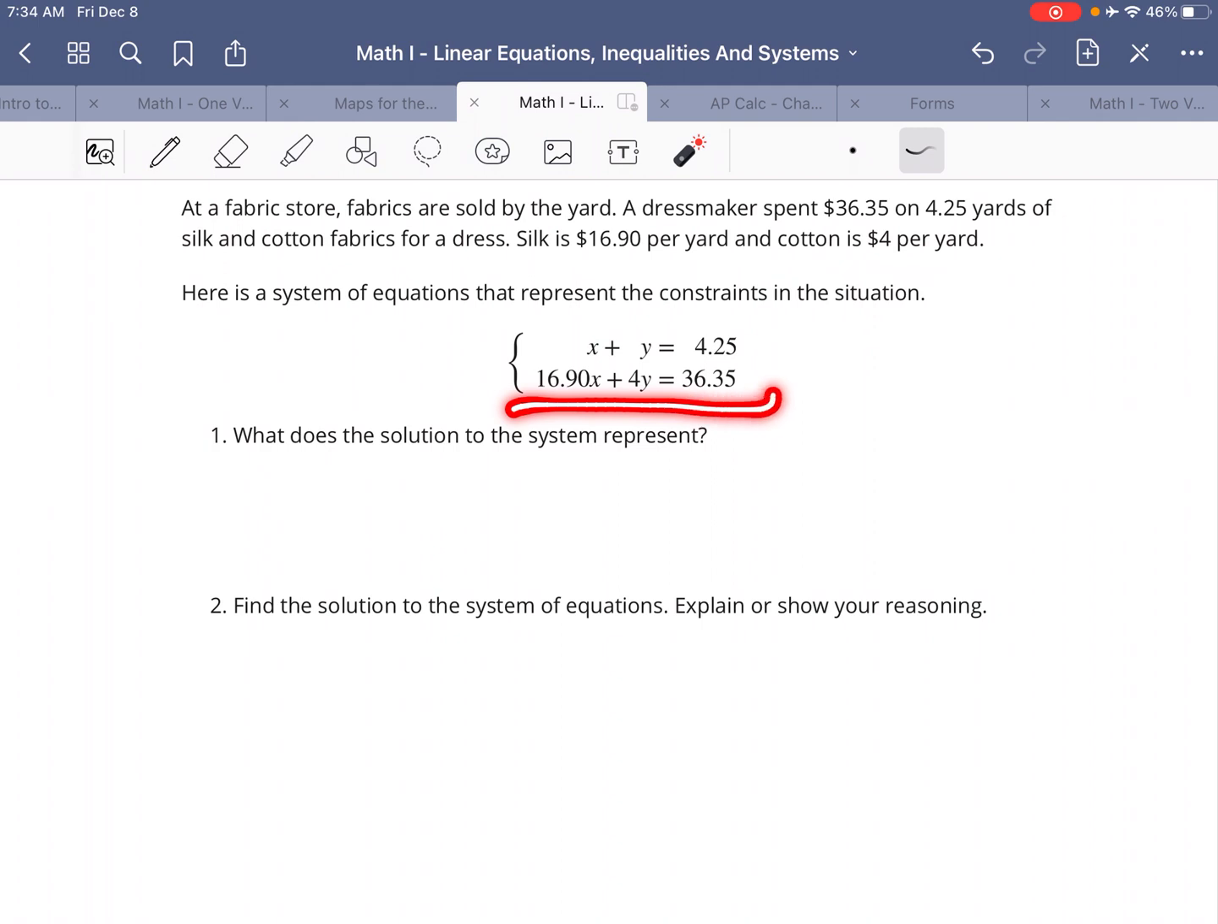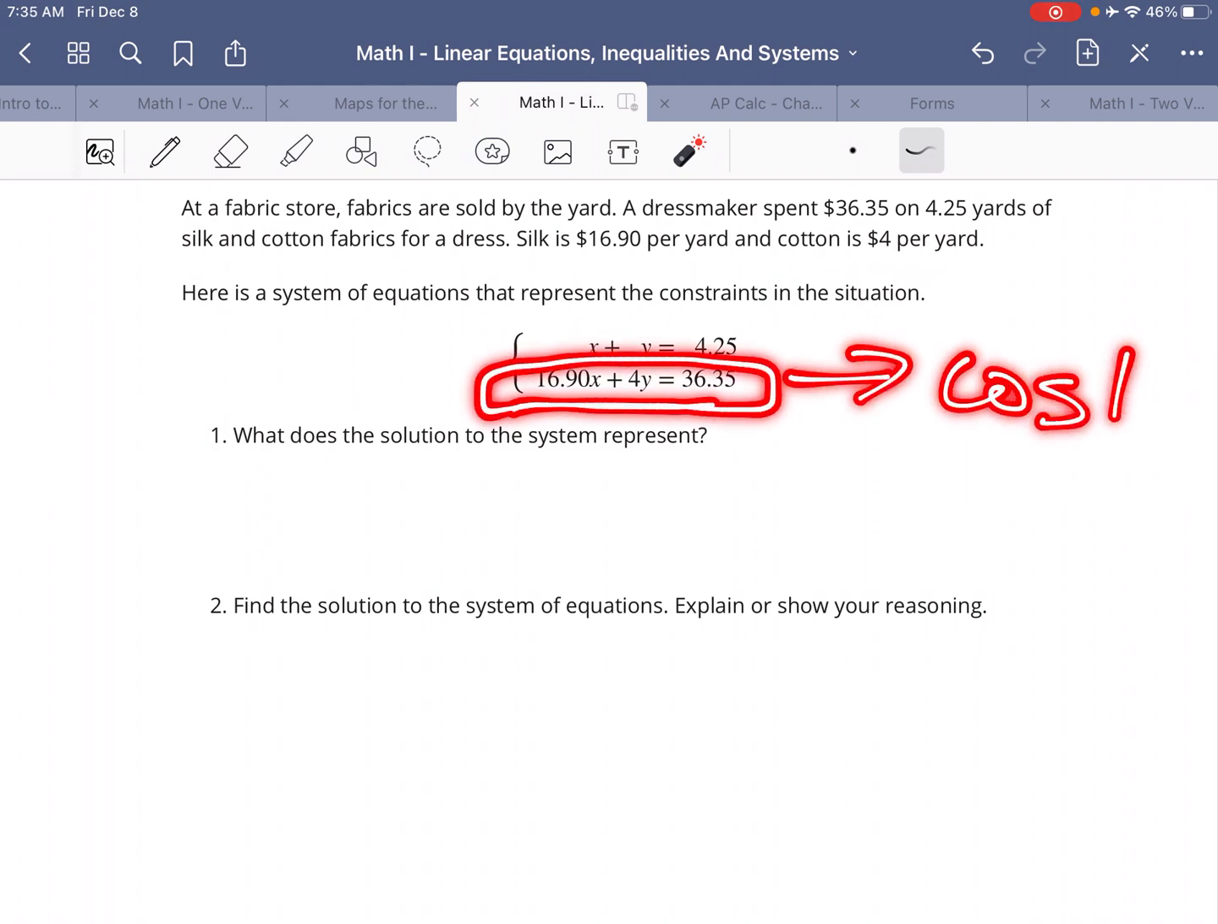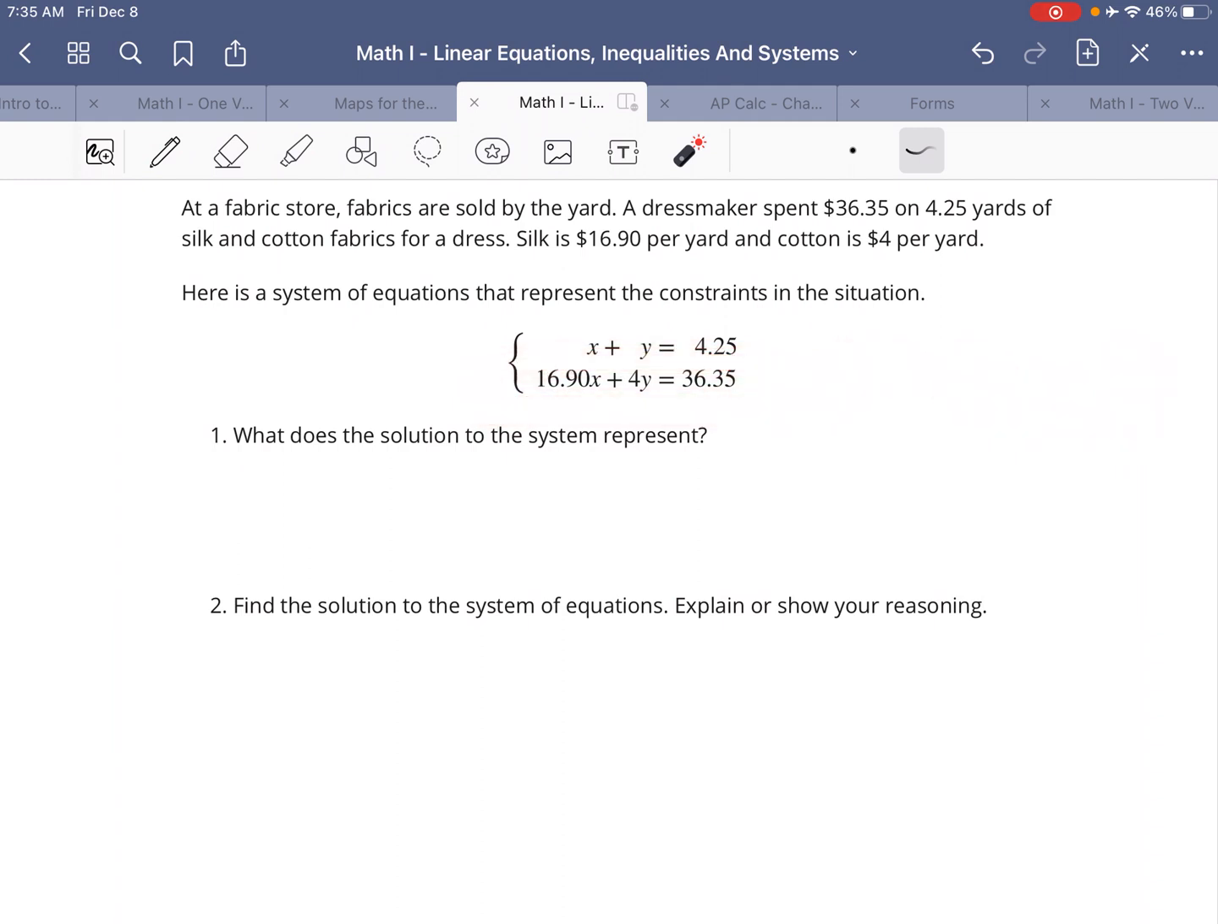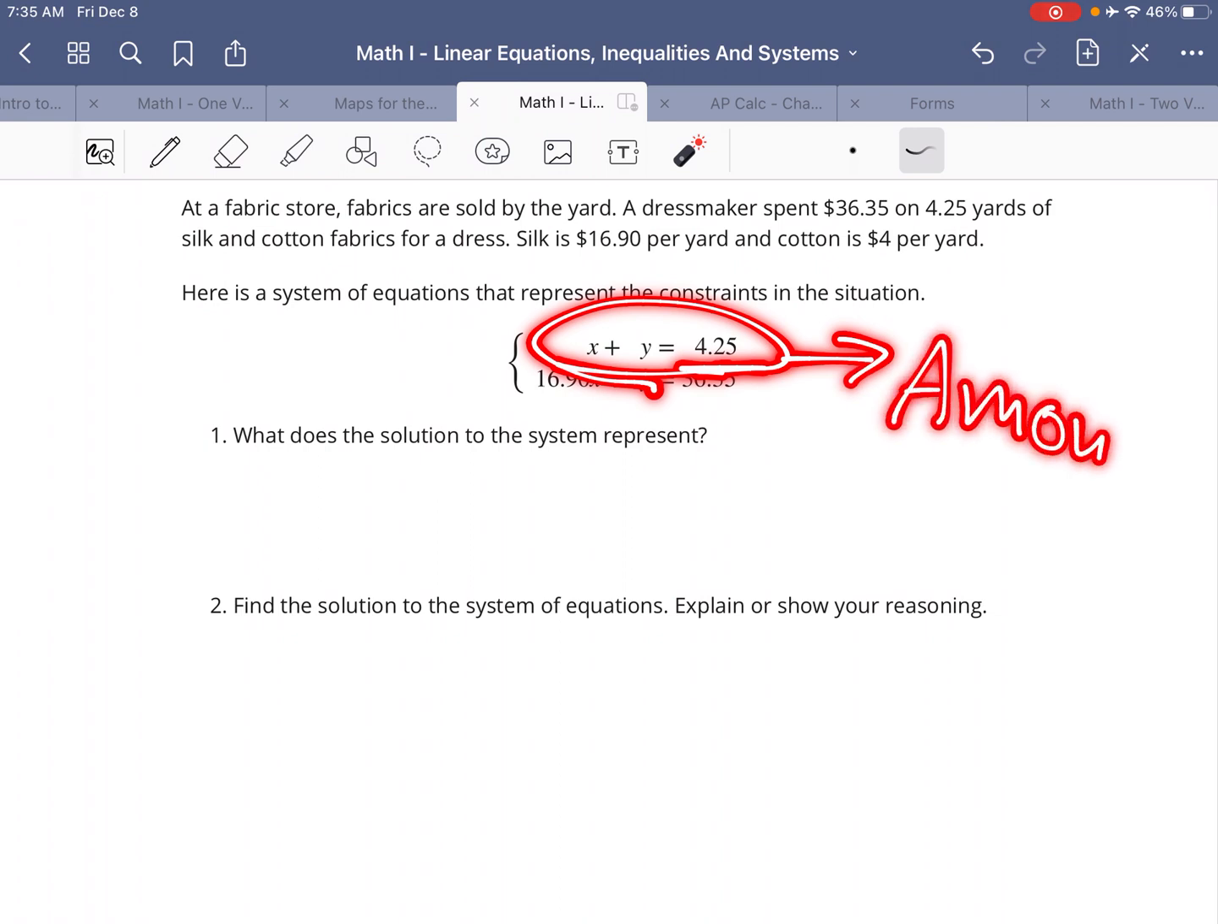So if you take a look at this equation here, this right here is our cost constraint. We also know that she got a total of 4.25 yards. So if X and Y are silk and cotton, you combine the amounts that she bought together of both of those, and we get our amount. Now, I'm saying cost constraint, amount constraint. Those are not necessarily technical terms, but they just represent different things in our situation.